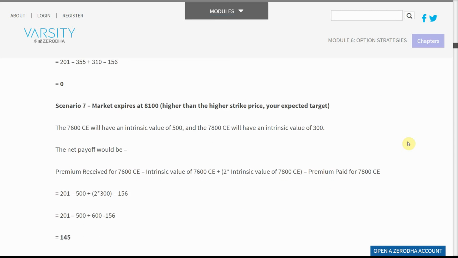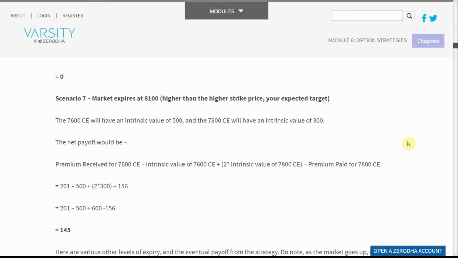Your expected target. The 7600 CE will have an intrinsic value of 500. And the 7800 CE will have an intrinsic value of 300. The net payoff would be premium received for 7600 CE, minus intrinsic value of 7600 CE, plus 2 asterisk intrinsic value of 7800 CE, minus premium paid for 7800 CE, equals 201 - 500 + 2 * 300 - 156, equals 201 - 500 + 600 - 156 equals 145.